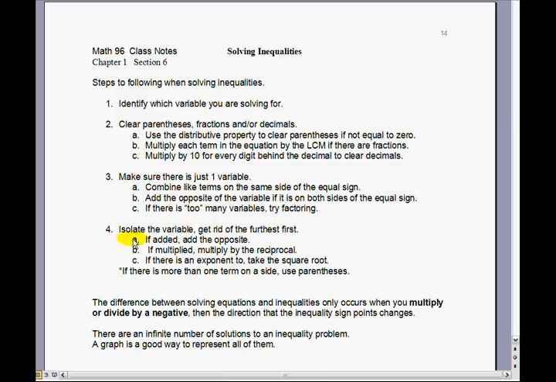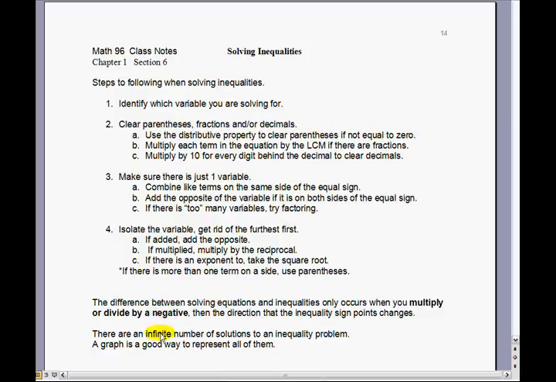You can add the opposite, or you can multiply by the reciprocal. And later when we run into exponents, you can take the square root. The major difference between solving equations and inequalities occurs when you multiply or divide by a negative. Then the direction that the inequality sign points will change.